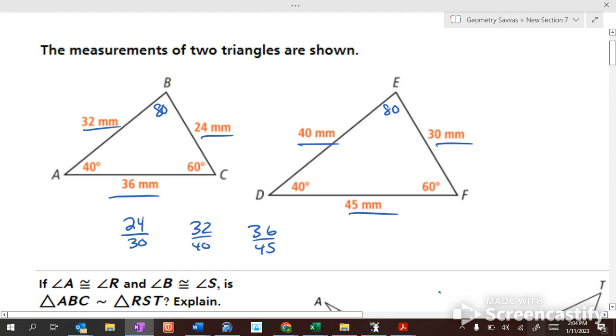Get out your calculators. 0.8. What's 32 divided by 40? 0.8. What's 36 divided by 45? 0.8. If they're all 0.8, are they proportional? Yes. So yes, these are similar because all the sides are proportional and all the angles are congruent.